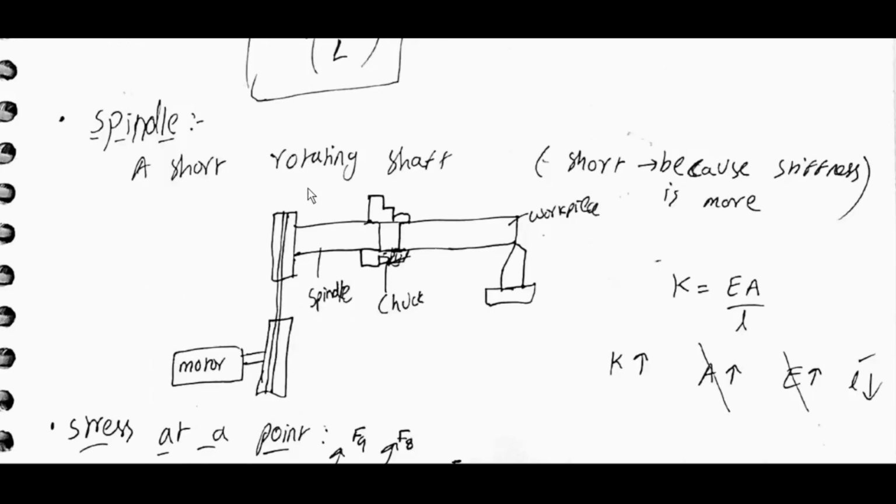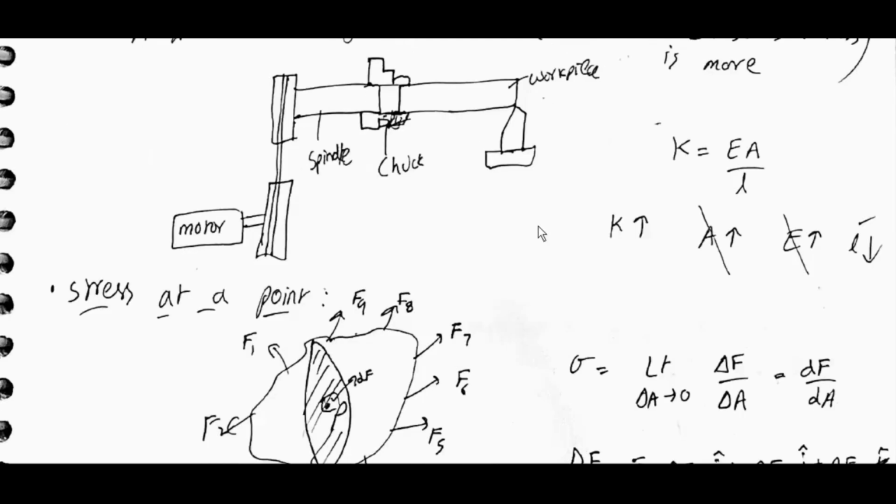Spindle: a short rotating shaft. Short because stiffness is more. Motor, spindle, workpiece, chuck. K is equal to EA by L. K increases if E increases or L decreases. These two are not possible for E, so L decreases: short because stiffness is more.